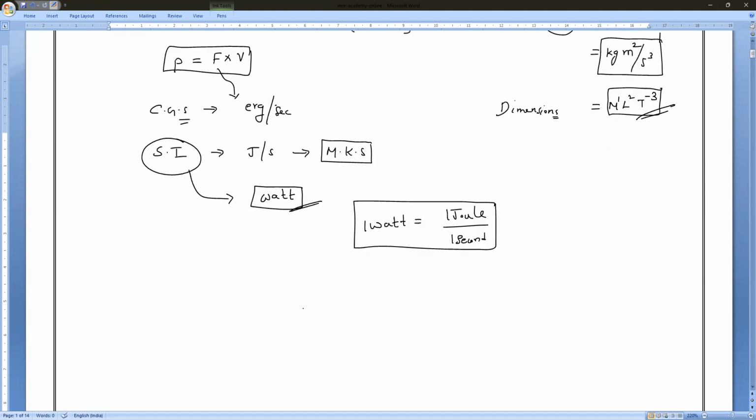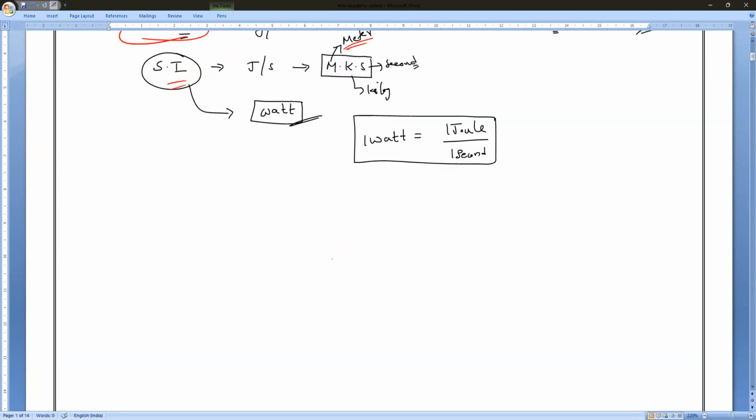Clear? So MKS system, what do you mean by M? M means meter. K means kilogram. S means second. This is actually our Indian system. Presently we are not using this one. Only we are using CGS as well as the SI system. CGS means centimeter gram second. MKS means meter kilogram second. That is the difference between them.